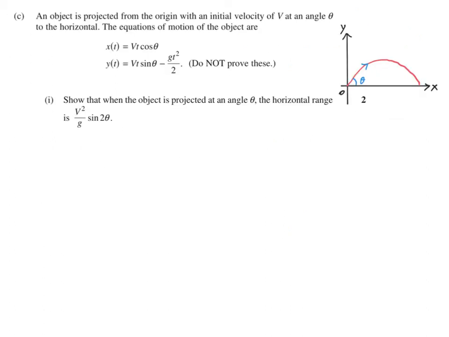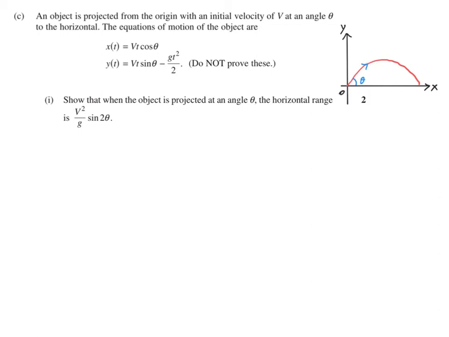Question C, it is about projectile motion. The question tells you that an object is projected from the origin with initial velocity v at an angle theta to the horizontal. The equation of motion x(t) means the horizontal displacement with respect to time. y(t) means the vertical displacement with respect to time.